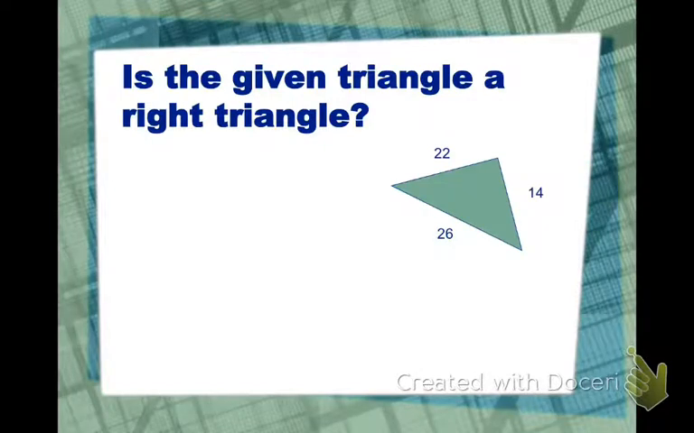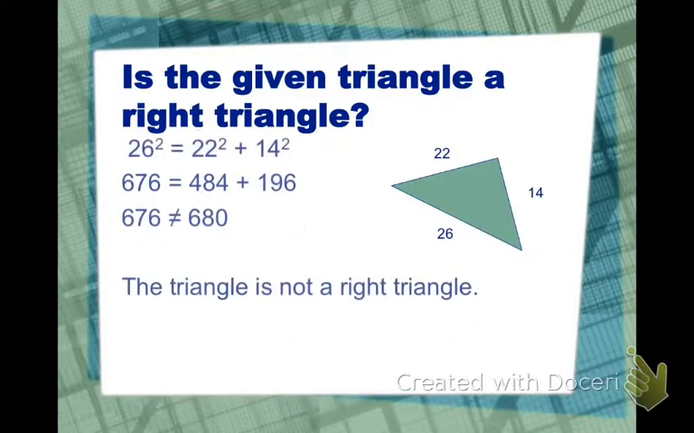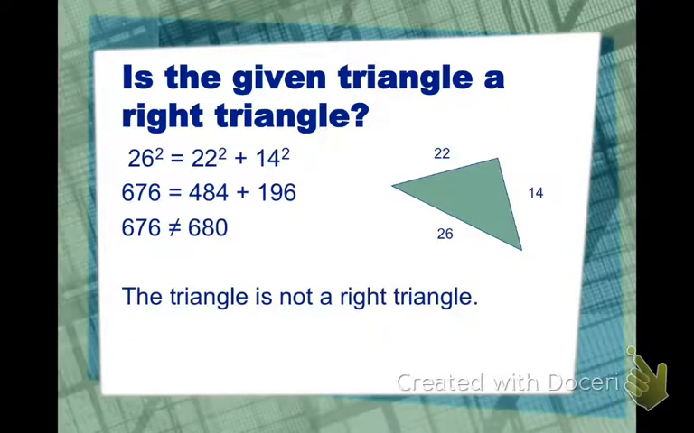Okay, how about another one? Now there's no mystery as to which the longest side here is. 26. That's got to be the hypotenuse if this were to be a right triangle. So let's put these side lengths through our Pythagorean theorem to check. 26 squared should equal 22 squared plus 14 squared. And when we do the math, they just don't add up. And this is obviously not a right triangle.